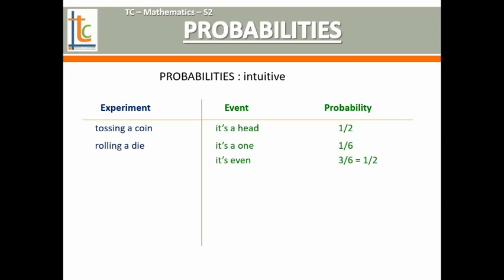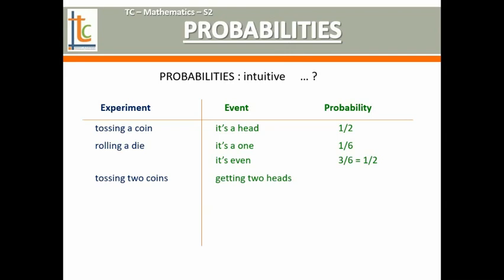So let's change our experiment and let's toss 2 coins. So you can imagine 2 coins in your hand and you are tossing them at the same time, or one after the other, it will be exactly the same situation. What is the probability of getting 2 heads? So now your intuition could make you make a mistake.